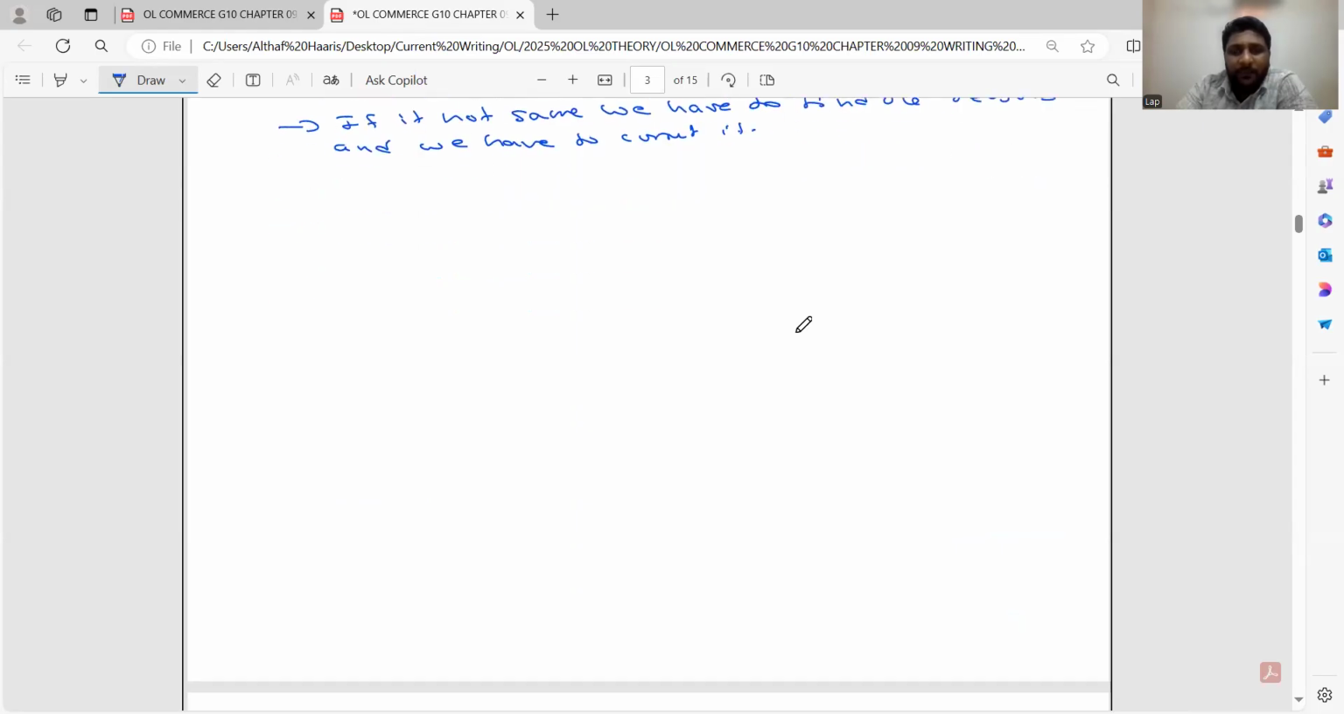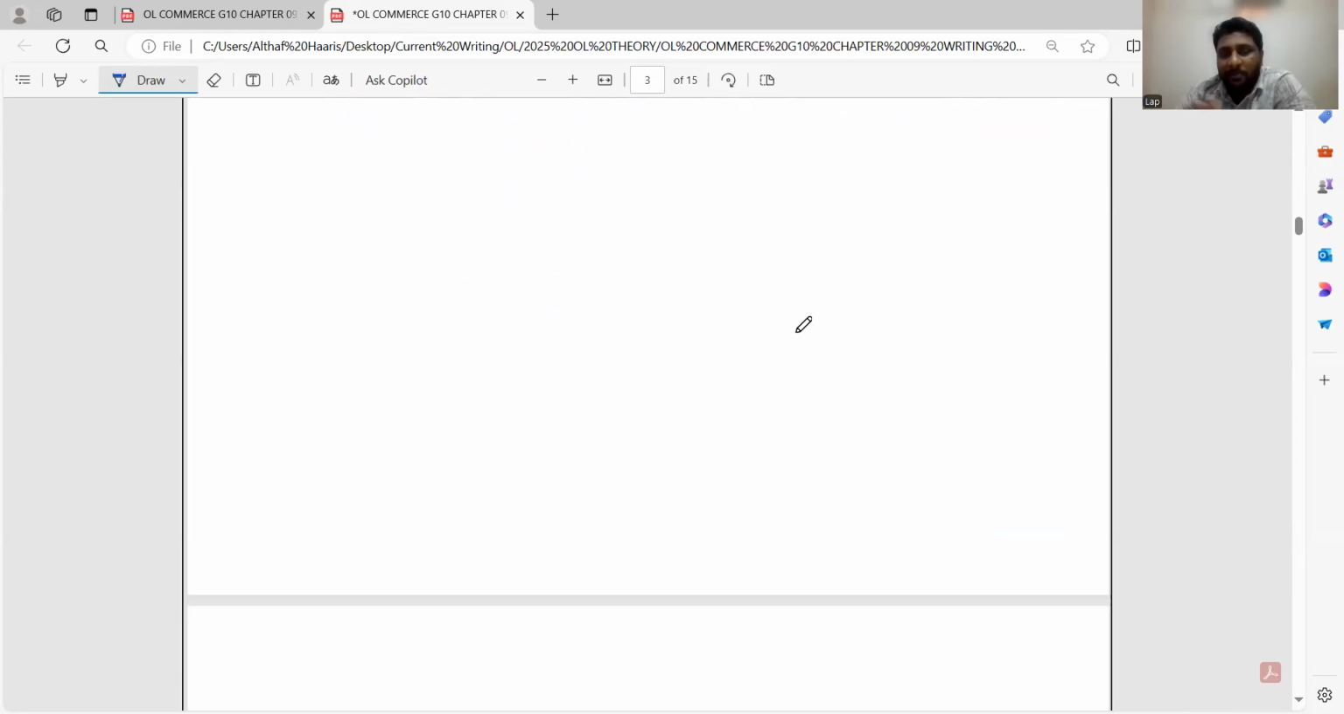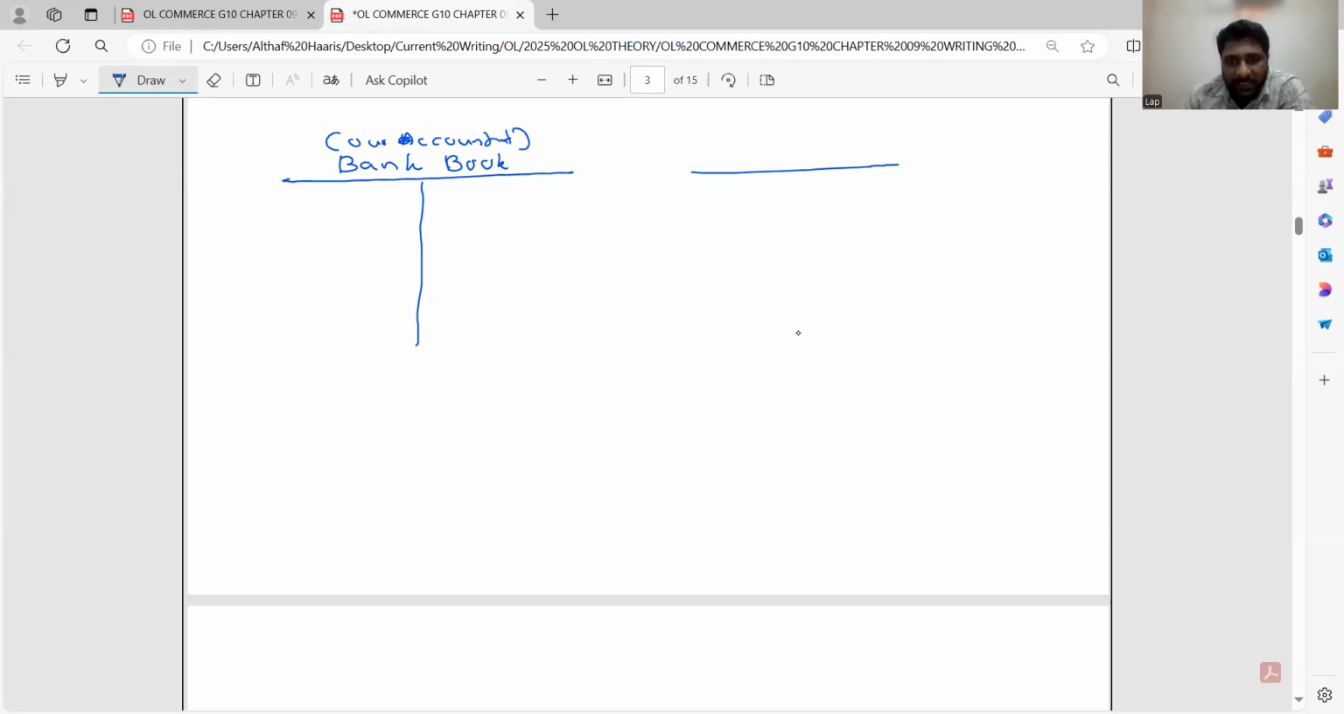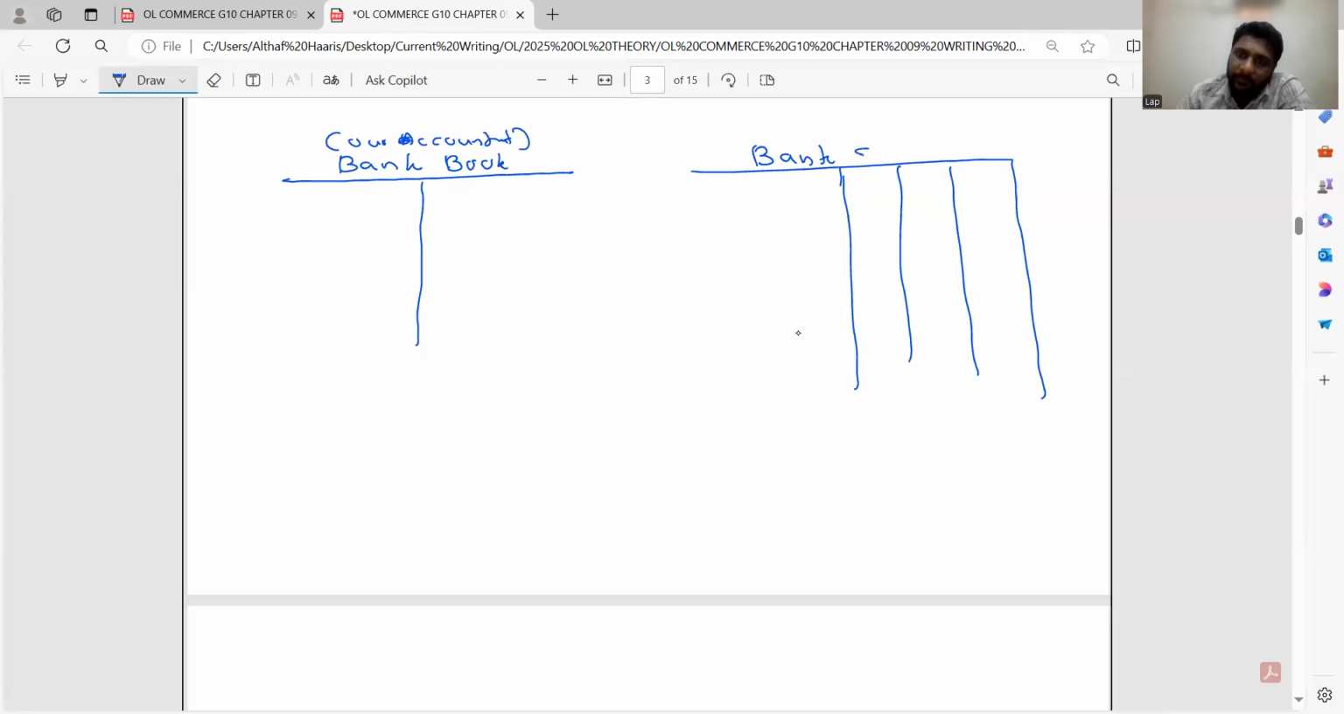Let me give you a small idea of the debit values and credit values which will be there in our accounts and in the bank statement. Look at this properly. This is our bank book as per our accountant. This is the statement sent by the bank. We'll assume this is for the month of January.